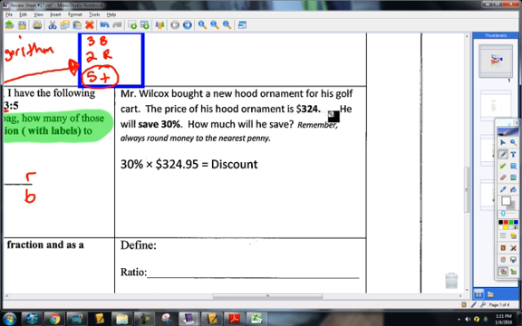Okay? This question right here, there was a small error, so if you didn't fix this, make sure you fix it now. This should be $324.95. Okay, that's a mistake on my part. That's the way it is written down here, but I had it differently up there. So just make sure you fix it.